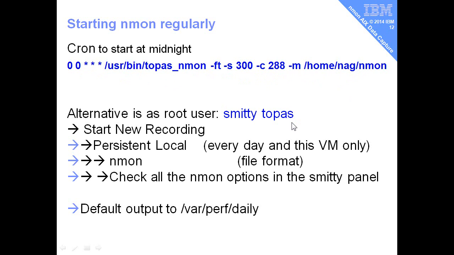An alternative is you can use the Smitty Topaz options, and you follow your nose with start new recording, persistent local, and Nmon format. Then it gives you a whole bunch of options that you'll recognize as the Nmon options, and the default place where the data go is /var/perf/daily.